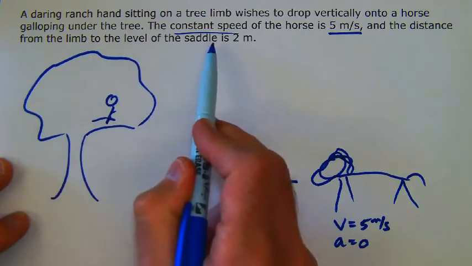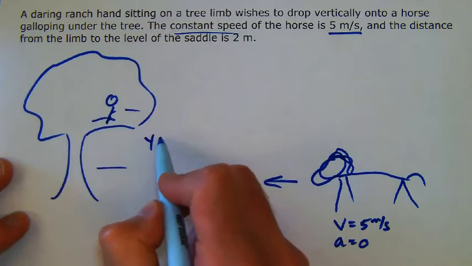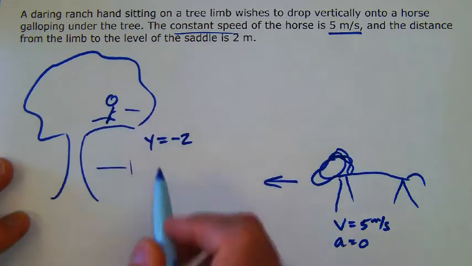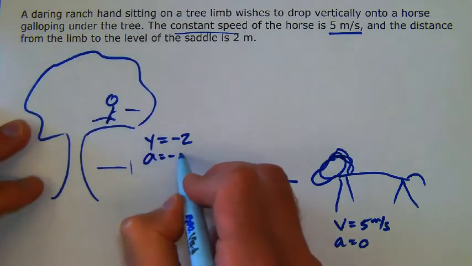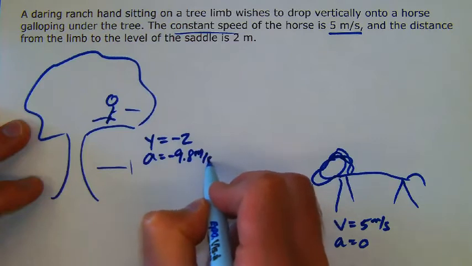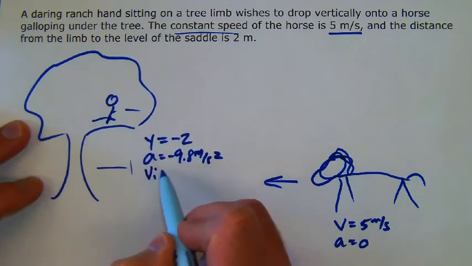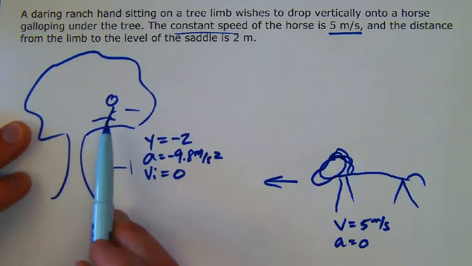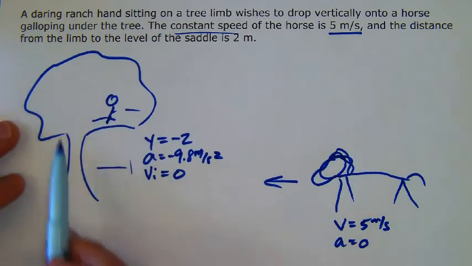If the saddle is 2 meters lower, we know that this person, the daring ranch hand, is going to drop by 2 meters, negative because they're going down. We know also that because they're going up and down, the acceleration of gravity is negative 9.8 meters per second squared. And we can also say that the initial velocity of the ranch hand is going to be 0 because they're just sitting up there in that tree. So she is going to fall down onto the horse at just the right moment to ride off into the sunset after having saved the day.